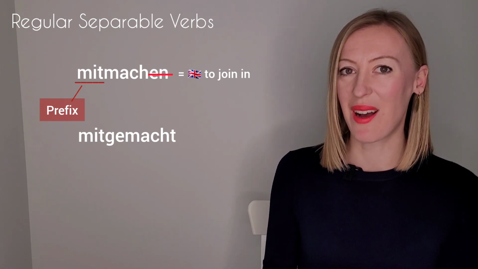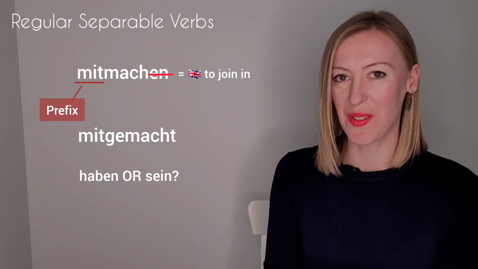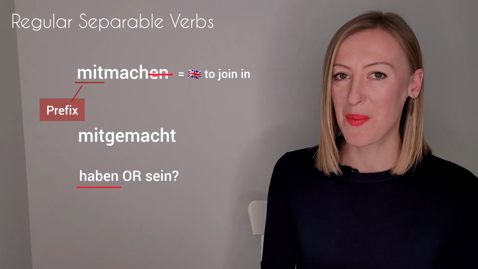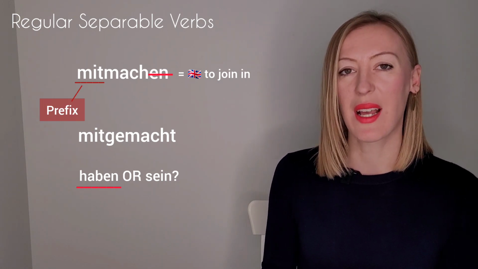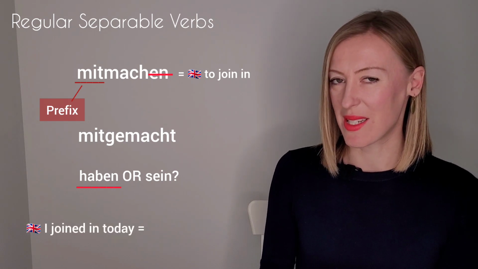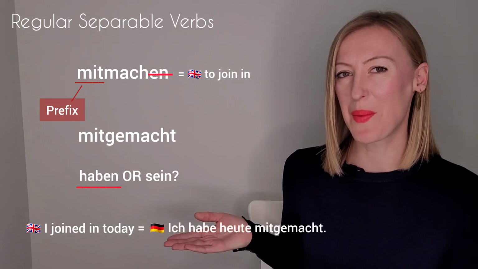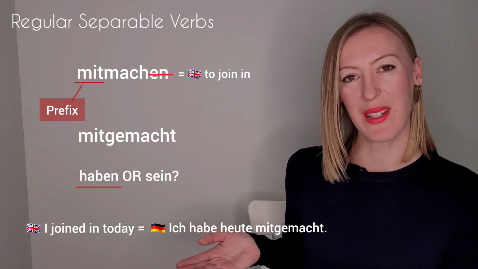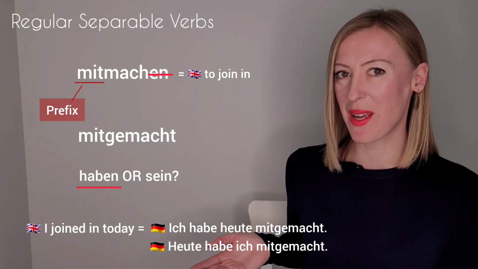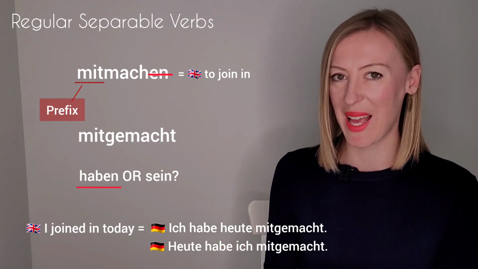We need to decide on our auxiliary verb. So mitmachen, to join in, there's no movement or change of state, so we're going to choose haben. And we need to remember to put the past participle, mitgemacht, at the end of the clause. So how would you say, I joined in today? Ich habe heute mitgemacht. Oder heute habe ich mitgemacht.